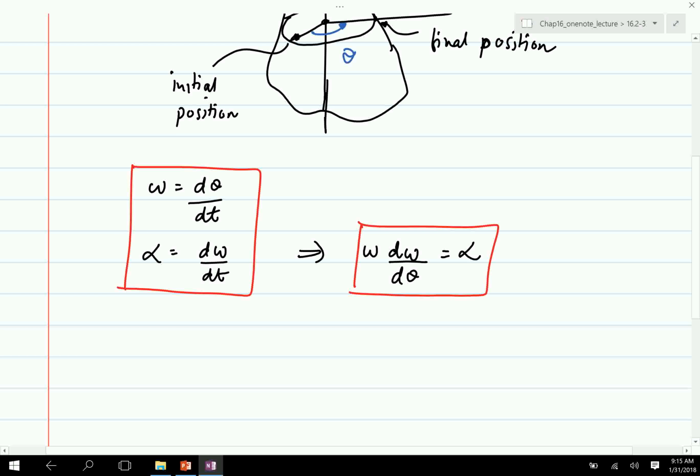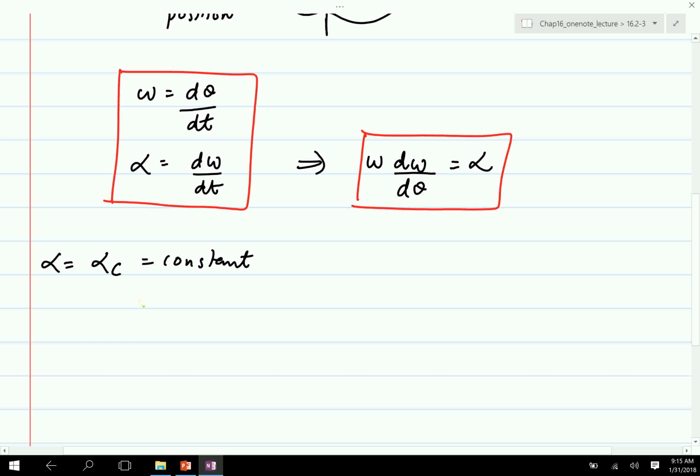So a special case of this particular formula is if alpha is a constant. So alpha is alpha c, a constant. Then you can actually integrate these equations, and there's a formula which looks very similar to the formula in the linear world. The formula is the angular speed is equal to the initial speed plus alpha o times t. Omega 0 is the initial angular speed.